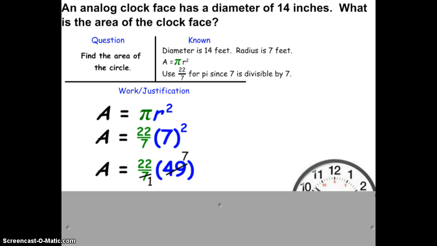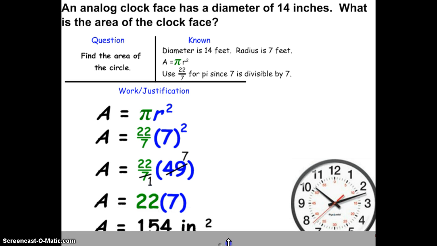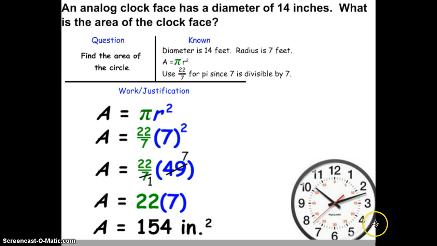7 squared is 49. I have a denominator of 7 and I have a numerator of 49. Both of those numbers can be divided by 7. 7 divided by 7 leaves me with a 1. 49 divided by 7 leaves me with 7. Now that I've simplified, I'm left with 22 times 7, which is the whole number 154. We don't have to worry about multiplying with decimals, moving over my decimal, or worry about counting. So in this problem, since my radius was 7, it was best to use 22 over 7 to help us simplify.